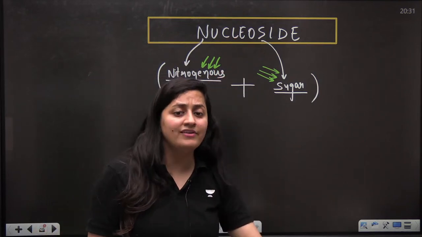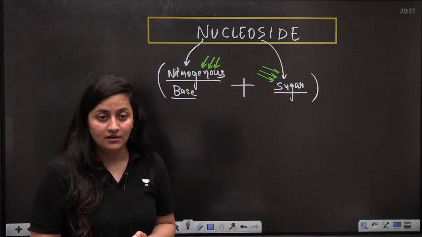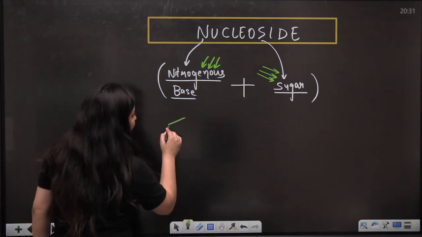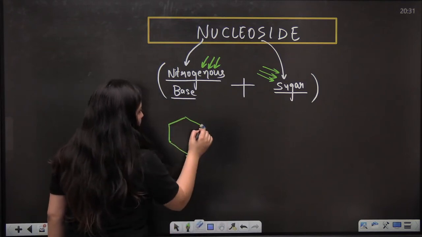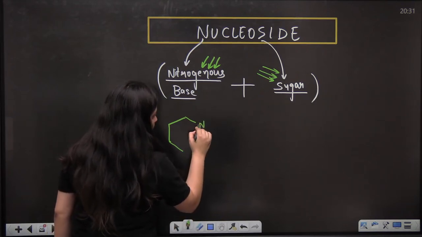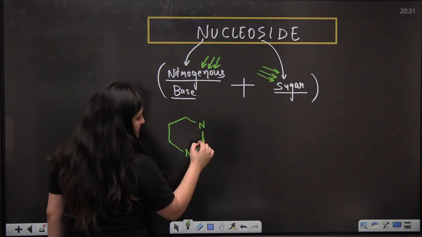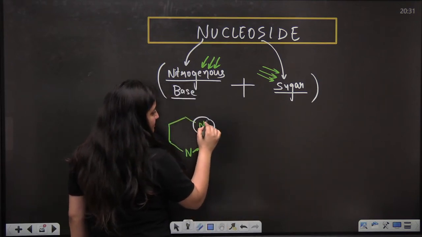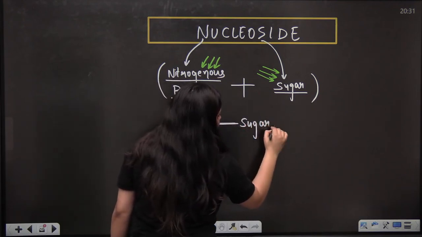So now tell me, how can we join them together? Obviously, bonding is required, isn't it? Let's say, just assume here I have the pyrimidine ring. You know that at position 1 and at position 3, because this is 1, this is 3, this nitrogen which is present at 1 will form a bond with the sugar.